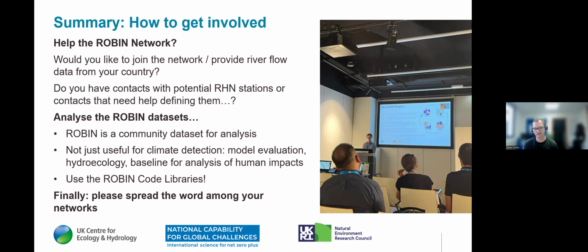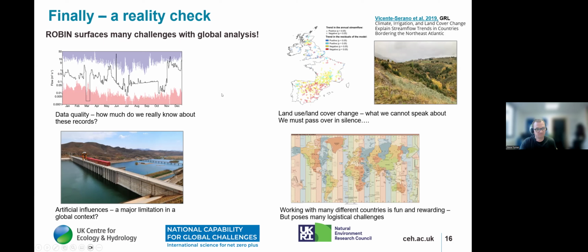And lastly, just the last couple of slides. It is a bit of a reality check. There's a lot of issues with stream flows, as we know. We tried our best to do good quality control on the data with the resources we have. But again, how much do we really know about the records? Artificial influences is a limitation in a global context. There's going to be places in the world where all the rivers have artificial influences due to perhaps water supply or something, and that is a limitation.